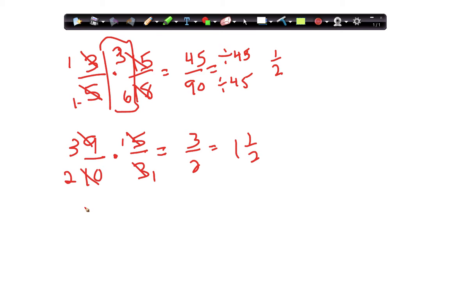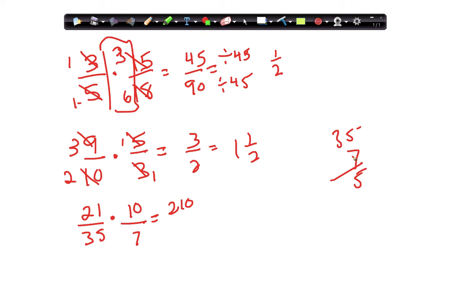If we have some pretty big numbers, like let's say 21/35, and we're going to multiply that by, let's say, 10/7. So this would be 210. And then here we'd have to go up to the side and do 7 times 35. And we would get 245. And then we'd have to think what goes into both 210 and 245.